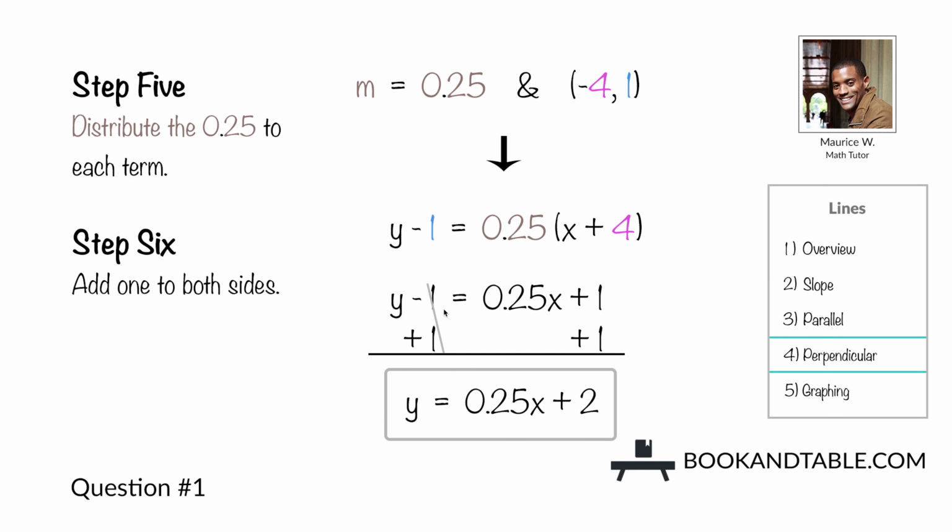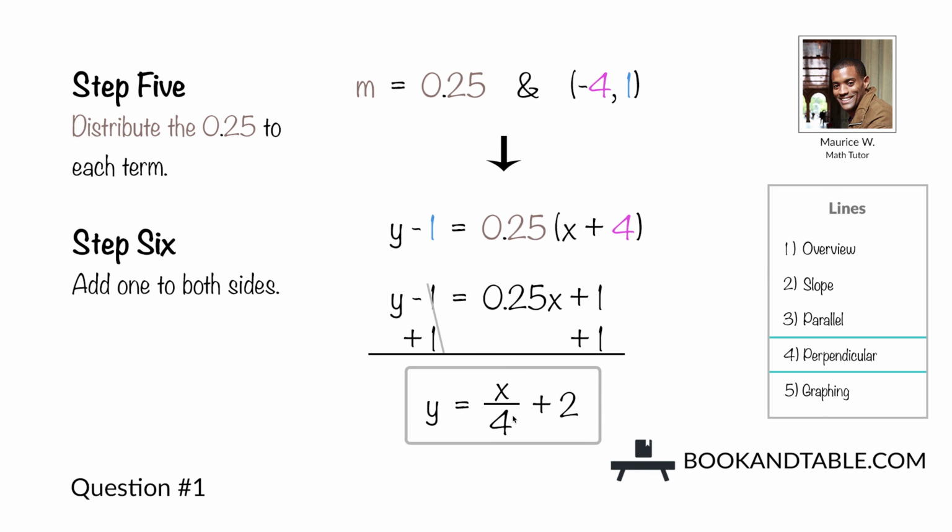And now to isolate y, we add 1 to both sides, step 6, leaving us with y is equal to 0.25x plus 2. Or if you want this as a fraction, 0.25 is the same as 1/4. So that would change to x over 4. So we get y is equal to x over 4 plus 2.